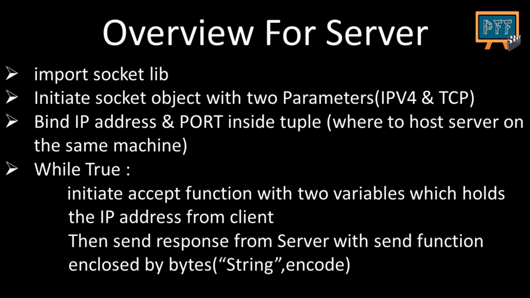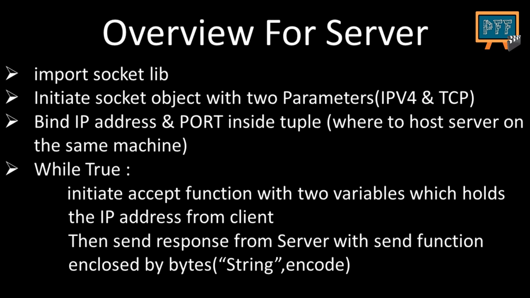So we will import a socket library from Python. The socket library is an inbuilt library, so we need not install some additional package for this. After importing the socket library, we will initiate the socket object with two parameters. In our case, that will be IPv4 and TCP. Then we will bind the IP address as well as port address in a tuple.